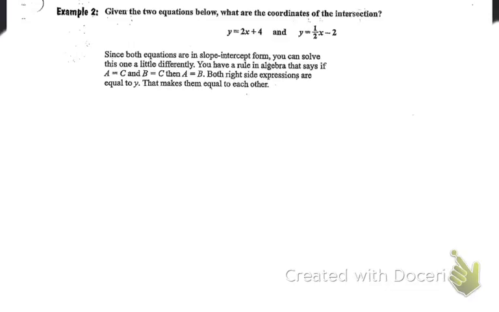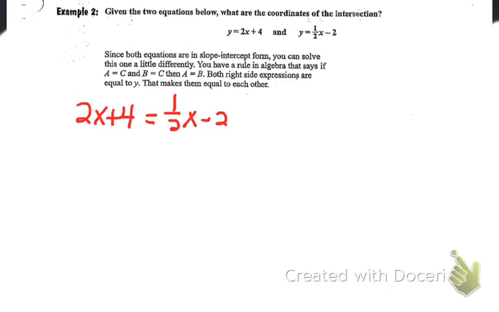Take a look at example 2. Given the two equations below, what are the coordinates of the intersection? y equals 2x plus 4 and y equals 1/2 x minus 2. Since both equations are in slope-intercept form, you can solve this one a little differently. We have this rule in algebra that says if a equals c and b equals c, then a will equal b. Both right-sided expressions are equal to y. That makes them equal to each other. So let's set them up equal to each other. 2x plus 4 is equal to 1/2 x minus 2.